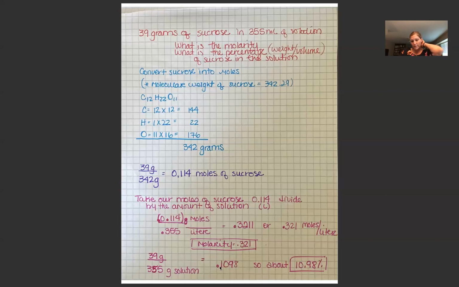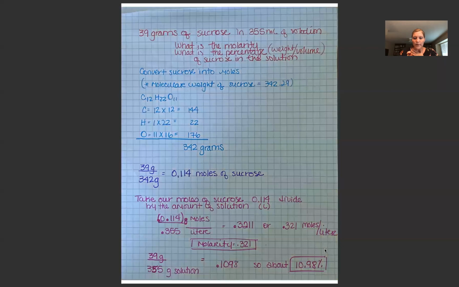And we are going to get about 0.1098, or 10%, close to 11% of sucrose in the solution. The 355 grams is basically within the solution of the sucrose that we started with. So 350 mils of a solution, and 39 grams of solution that we're starting with. So about 10%, 10.98 or 11%.